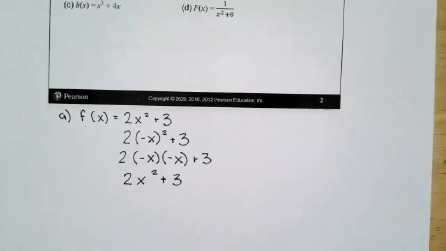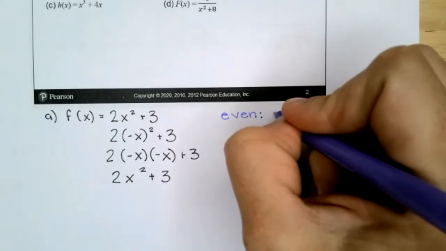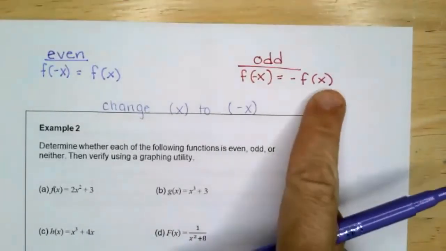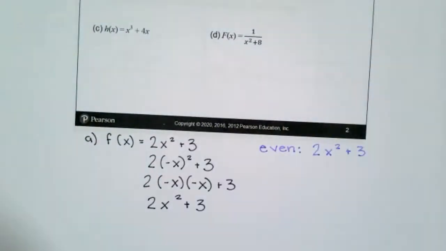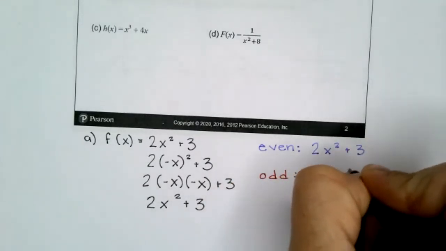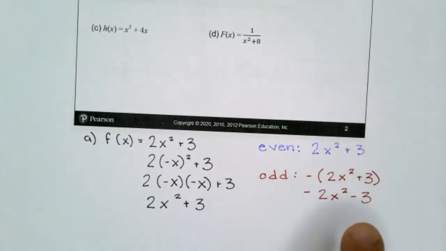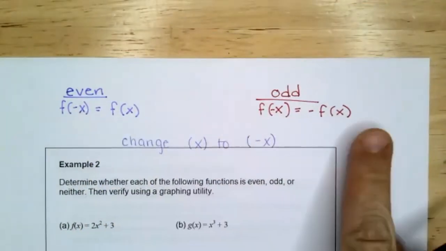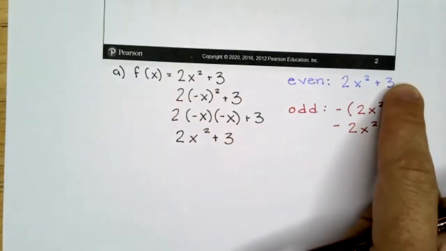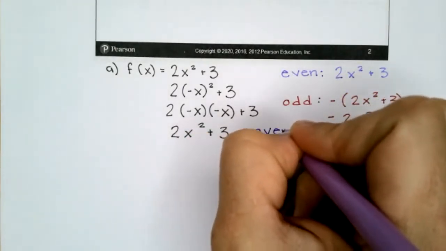Let me explain it a little better. If it's even, that means it should look like 2x squared plus 3, right? If it's odd, it's going to look like a negative, all of that becoming negative. So negative 2x squared plus 3, which becomes negative 2x squared minus 3, right? Even it stays the same, odd it becomes a negative of everything. So we changed the x's to negative x's, we got even. So A is even.